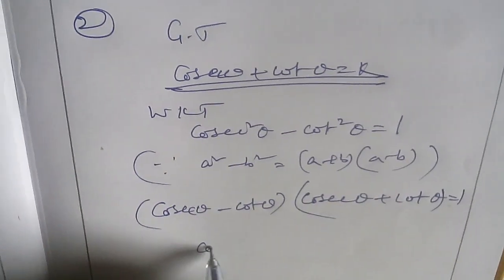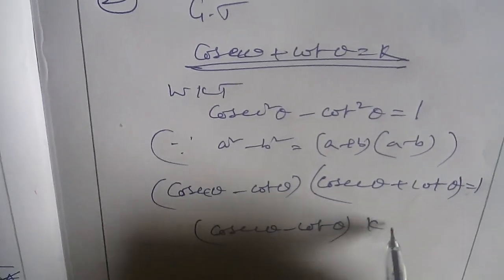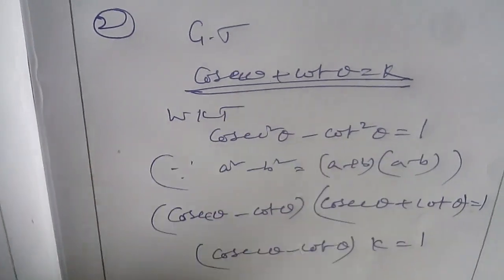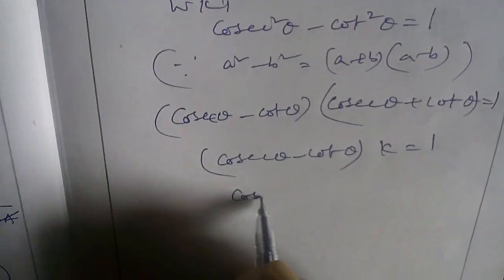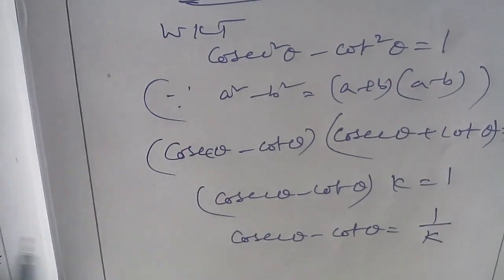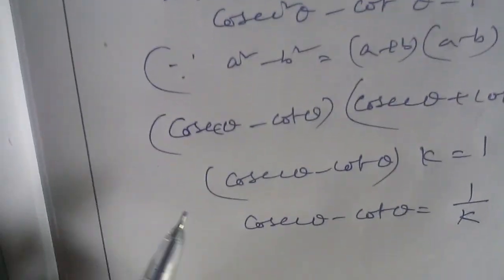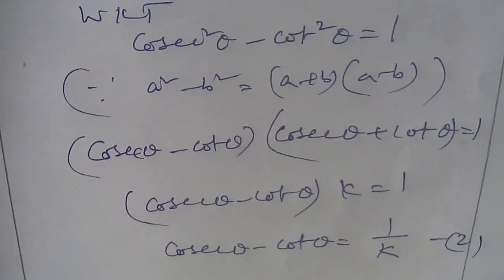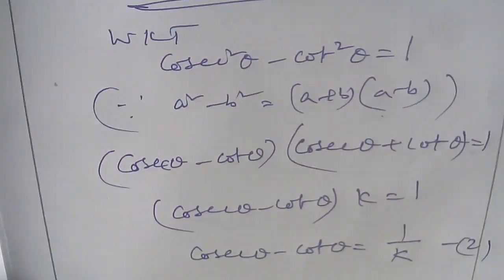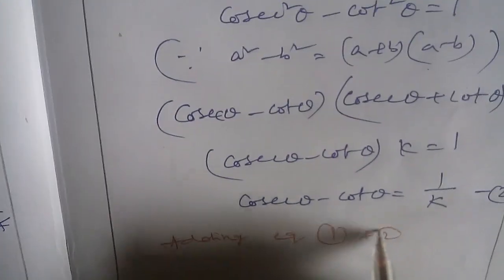Now I am substituting: (cosec theta minus cot theta) into k is equal to 1. So I am sending k to the right hand side. So cosec theta minus cot theta is equal to 1 by k. So this is equation 1, this is equation 2. Now adding equations 1 plus 2.